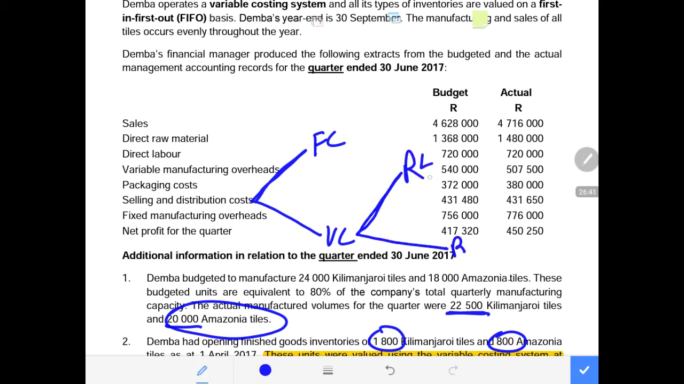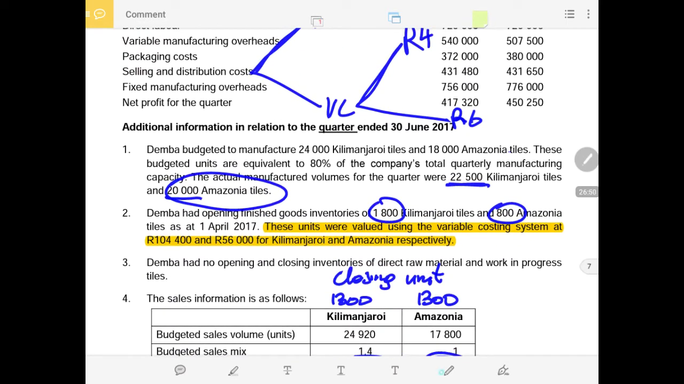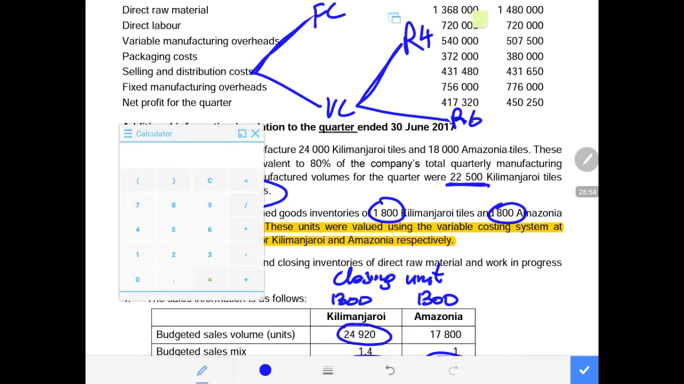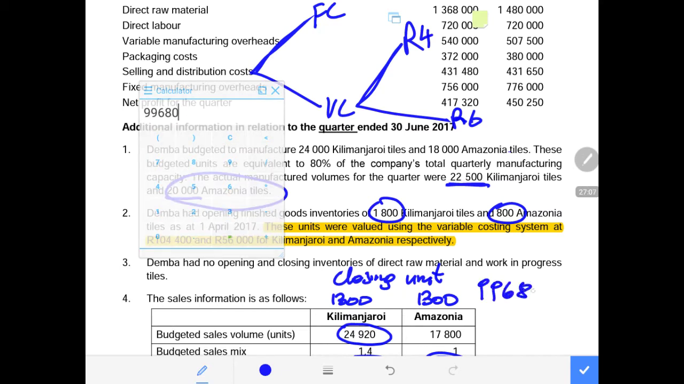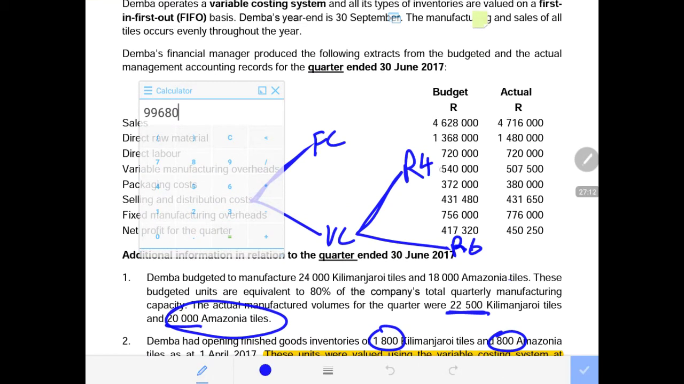Now we know that we have 4 rand that is budgeted, and 6 rand that is budgeted, on the number of units that are budgeted to be sold. So now 4 rand, multiply that by our budgeted sales. We say 4 rand multiplied by 24,920. We get 99,680. Now this is the budgeted variable part.